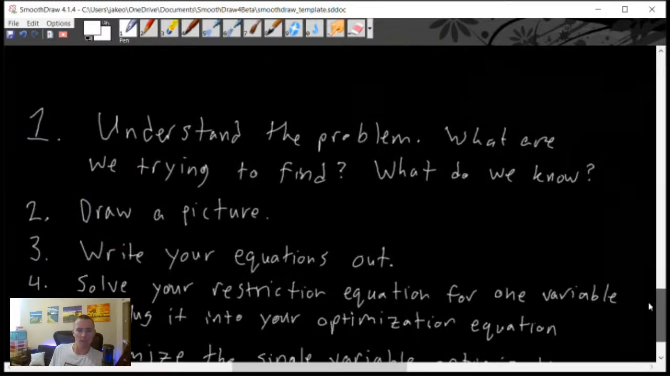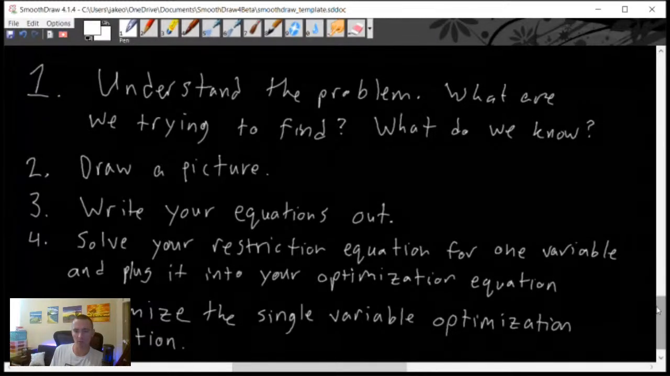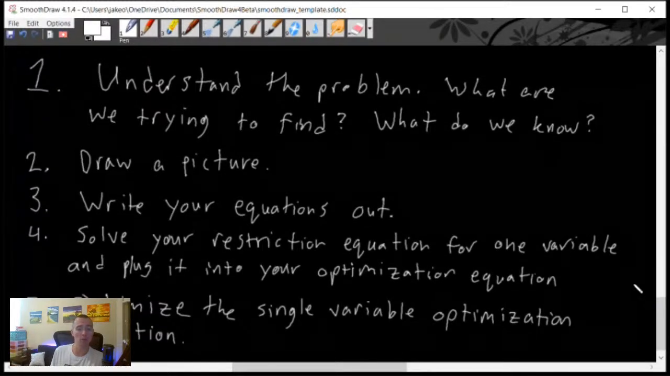So just to recap here, here are the steps if you want to jot these down. If you want to push pause and jot these down real quick, you can pretty much use these steps for any optimization problem. That should help make all of them a lot easier. Like I said, we definitely want to draw a picture if it is something that can be physically drawn. In our case, we just wanted to sort out our variables and what they meant.